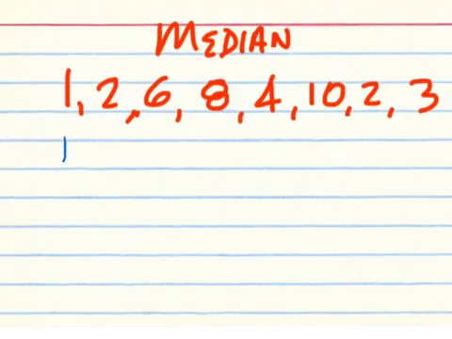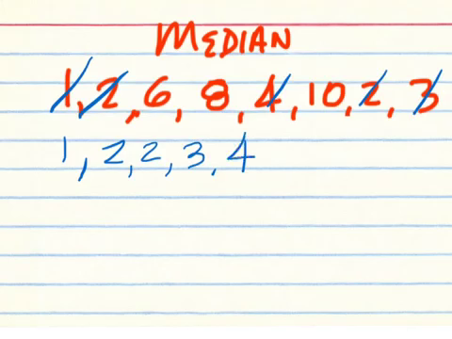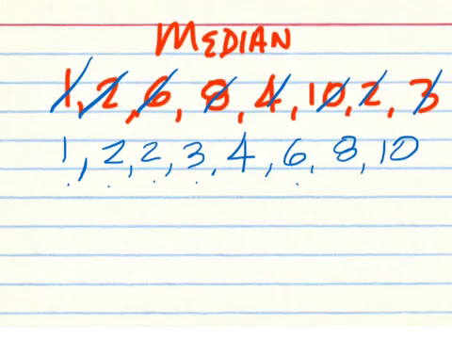Put these in order from least to greatest. So we have a 1 and a pair of 2s, and then 3 and 4, and then 6, 8, and 10. We have 1, 2, 3, 4, 5, 6, 7, 8 numbers.